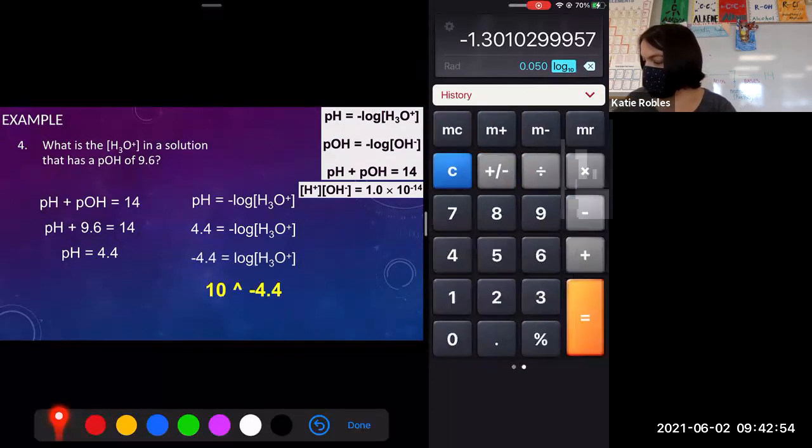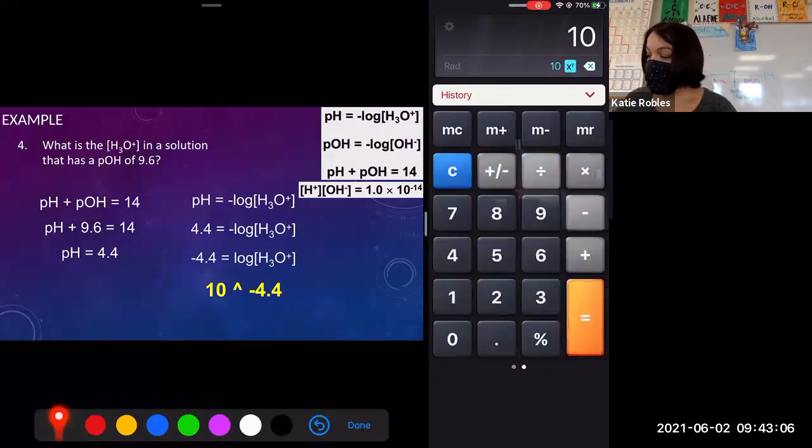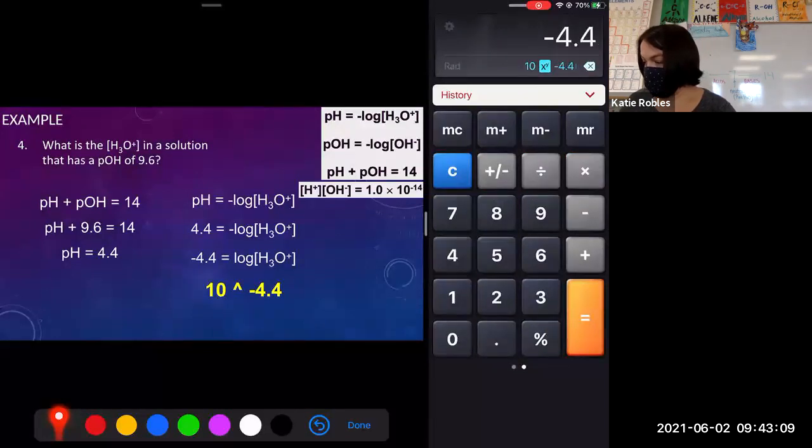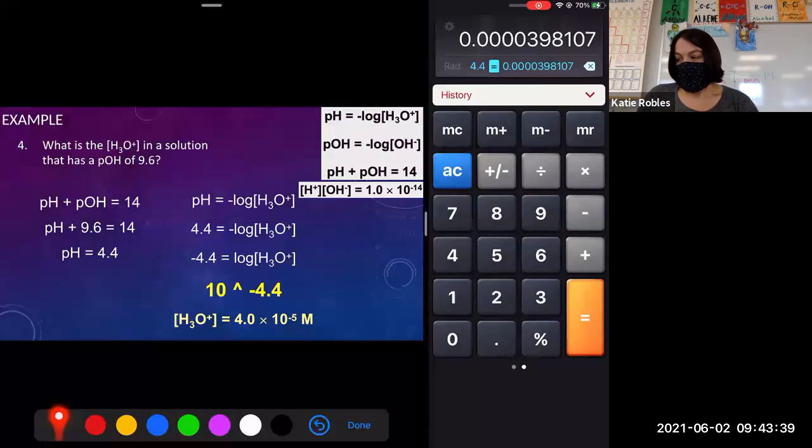You do on your calculator 10, and then it's caret. In the case of my calculator, it's this button, x to the y. And then I do have to type in the negative sign, 4.4. All right, so I get an answer of 4.0 times 10 to the negative fifth. Do we have to put it in scientific notation? No, but it's reasonable to. I wouldn't want you to write all those zeros. That would be a little bit unreasonable. So again, figure out this 10 caret button on your calculator, and figure out how to find that. Oh, and of course this is an acid because it falls below 7.